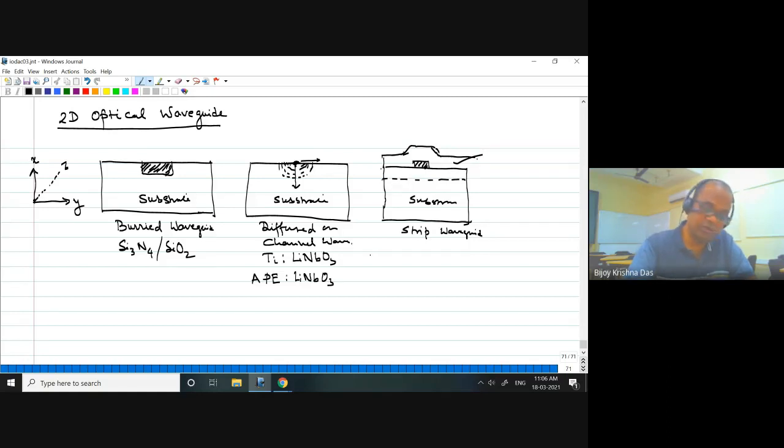In this case it can be Si3N4 silicon nitride as a core and silicon dioxide as a cladding, or silicon dioxide and air. That means the cladding can be a top cladding; this is a bottom cladding, this is a top cladding, and the top cladding can also be air. So the first thing is the core. This can be the core material, where titanium indiffused is a core material, and silicon nitride is a core material. So that is the strip waveguide.